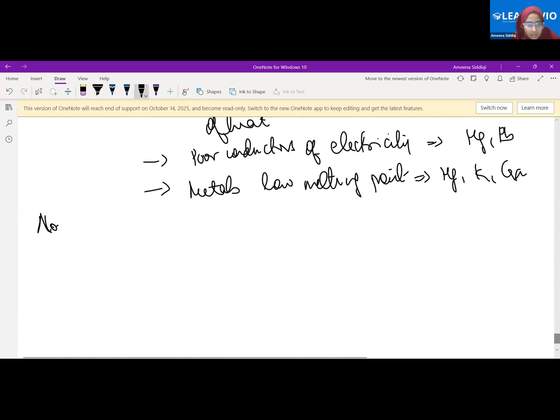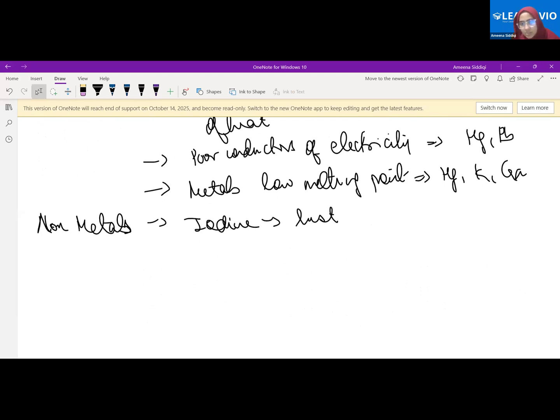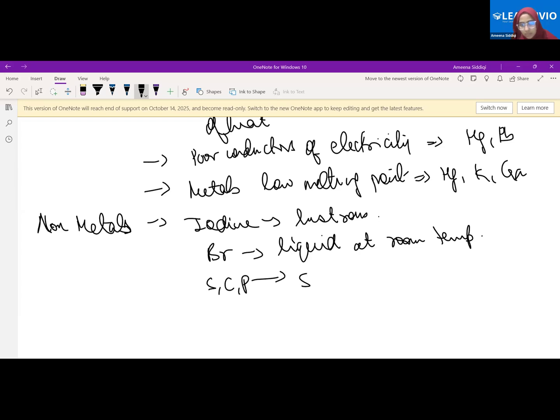Now non-metals. Let's start with iodine. It has luster, right? It is lustrous. Bromine is a non-metal that is liquid at room temperature. That is the only non-metal which is liquid at room temperature. Sulfur, carbon, phosphorus are mostly solid at room temperature.